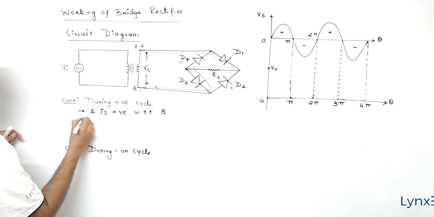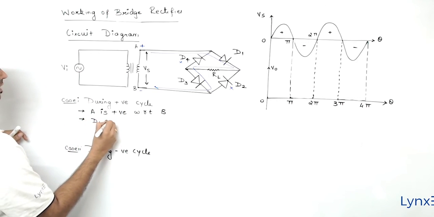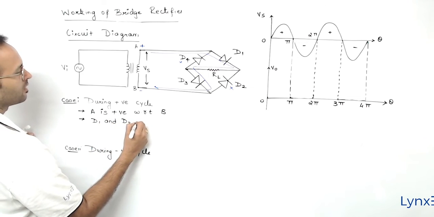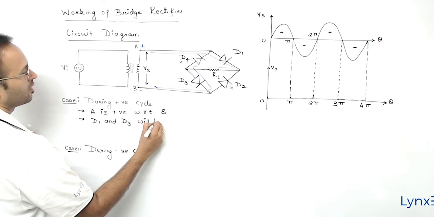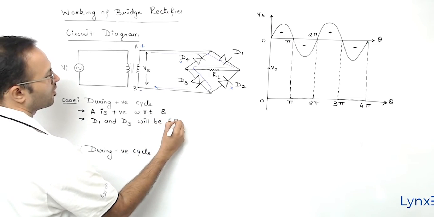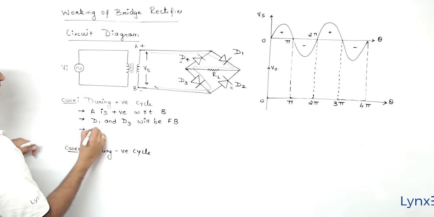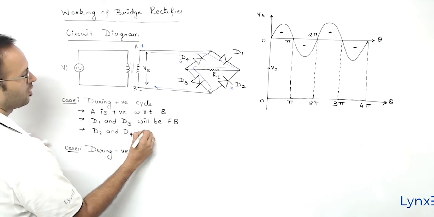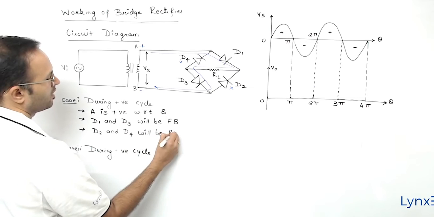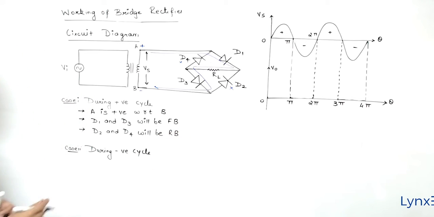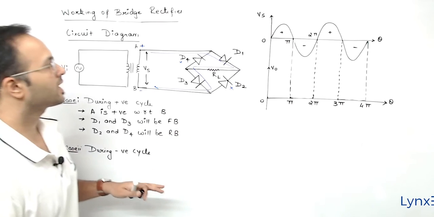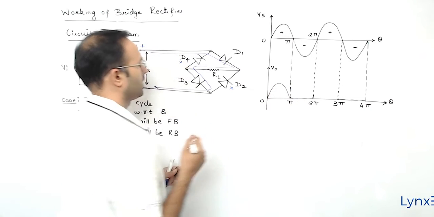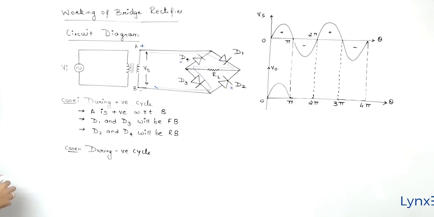So I can say here diode 1 and diode 3 will be forward biased, and diode 2 and diode 4 will be reverse biased. That's great. So due to which you will be getting a rectified output from 0 to pi, right? Great. Now let's check what happens in the negative cycle.